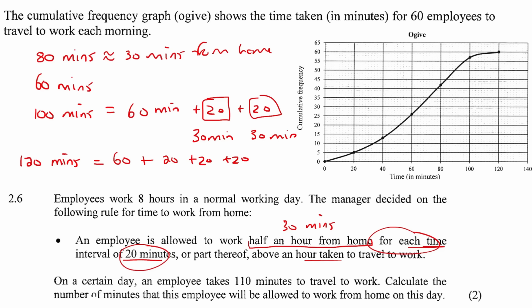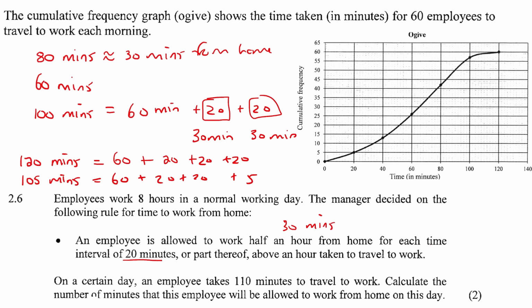What if someone takes 105 minutes? Well, then they're going to be broken up into 60 minutes plus 20 minutes plus 20 minutes plus 5 minutes. So for this 20 minutes, they're going to get 30 minutes that they can work from home. For this 20 minutes, they're going to get 30 minutes that they can work from home. And they're also going to get 30 minutes that they can work from home even for this one. Because it says an employee is allowed to work half an hour from home for each interval of 20 minutes or part thereof. So this person who's at 105 minutes would get the same amount of time that they're allowed to work at home as this one over here.